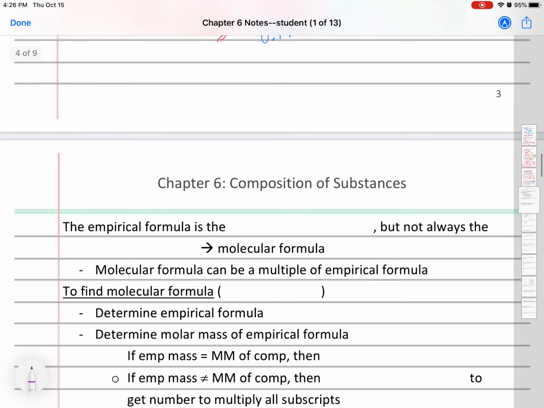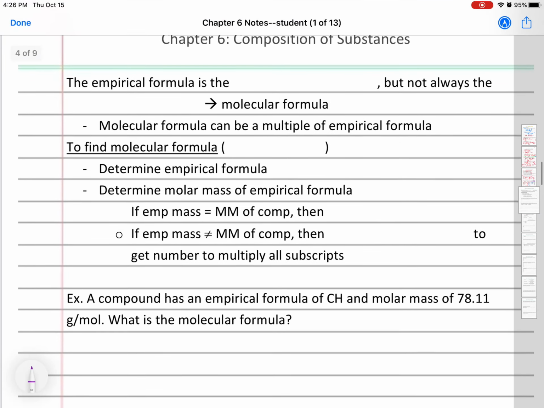All right. So remember, the definition of the empirical formula is that it's the simplest ratio. But it's not always the actual ratio. The actual ratio is called the molecular formula, and the molecular formula can be a multiple of the empirical formula.